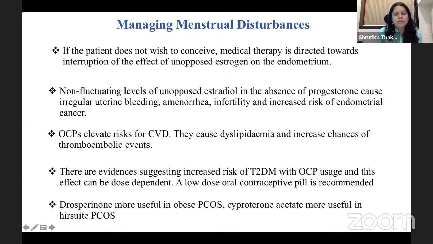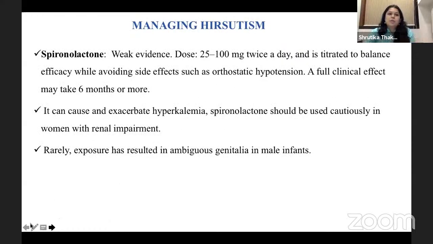We have two types of OC pills that are available in the market. We have drospirenone and cyproterone acid. So which one should we select? In PCOS, we should use cyproterone. That is what I usually follow. Cyproterone acid is an anti-androgenic drug, whereas drospirenone has a spironolactone kind of function. So in obese PCOS, there is a lot of bloating.